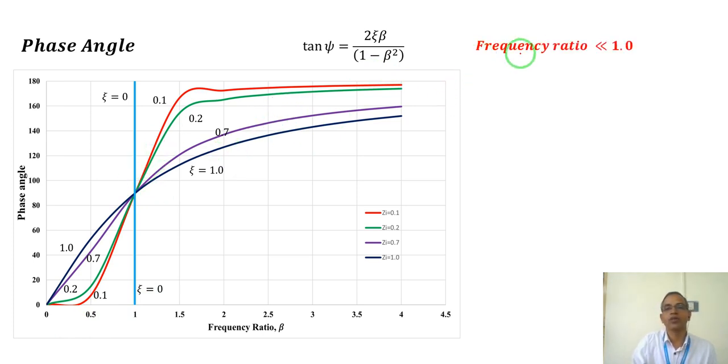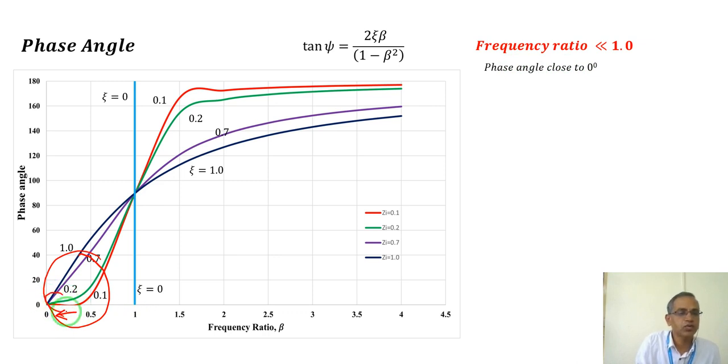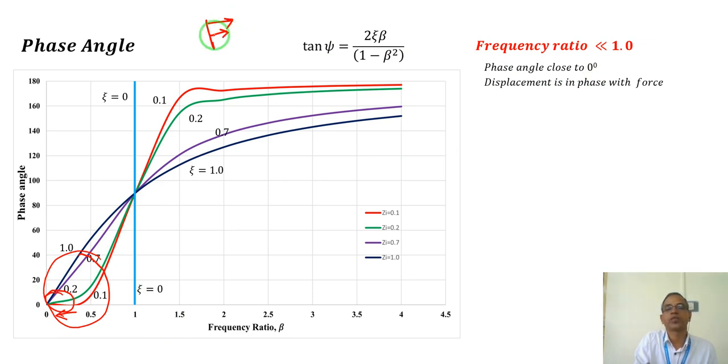So what observation can we make? When the frequency ratio is very much less than 1, that means somewhere around this zone, somewhere here, less than 0.5, we can observe the phase angle is close to 0. Phase angle here is close to 0. Then the displacement is in phase with the force. That means whenever the force is this side, displacement is this side. When force is this side, displacement is this side. So the displacement is in phase with the force.